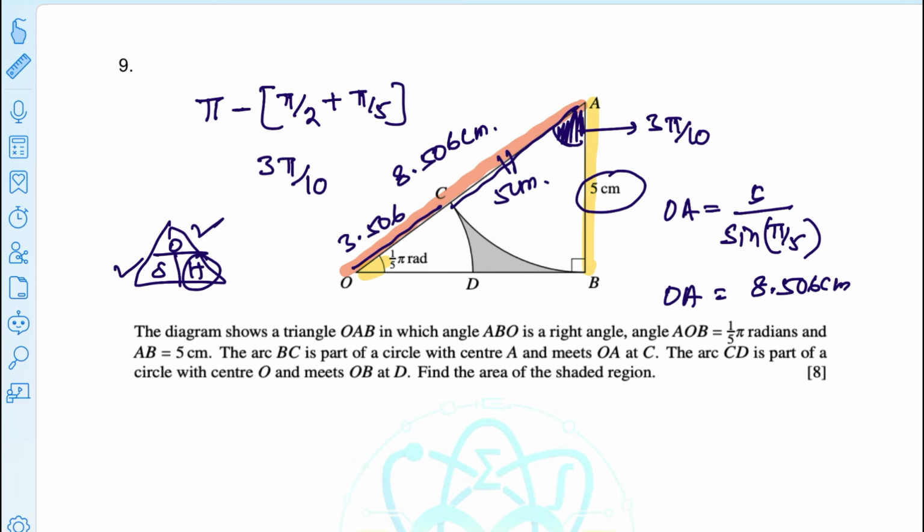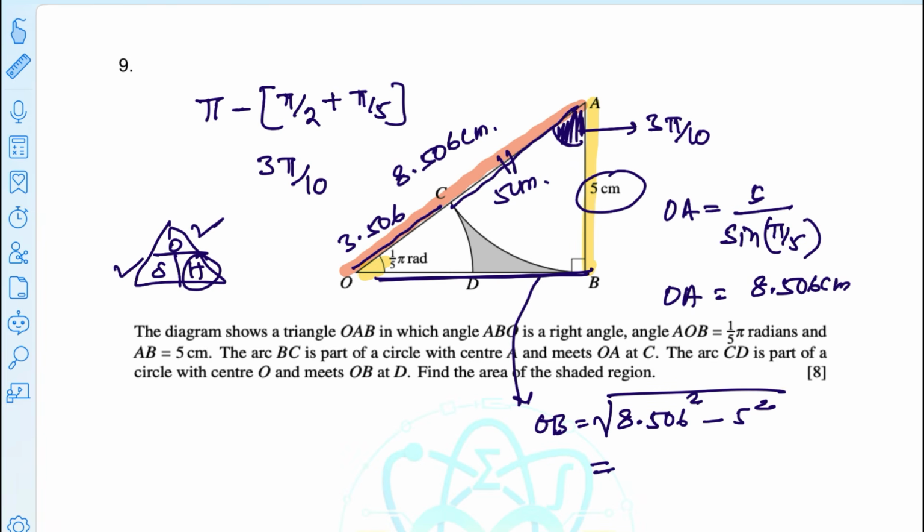Now one more thing is left. In this bigger triangle AOB, can you find this one? Yes, we can, right? So how can we find this? I think OB equals the square root of 8.506 squared minus 5 squared, right? Pythagoras theorem. And this will be approximately 6.881 centimeter. You can check this, 6.881 centimeter OB. That means this one we got 6.881 centimeter, right?